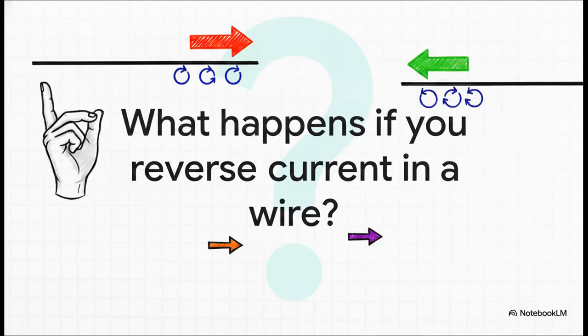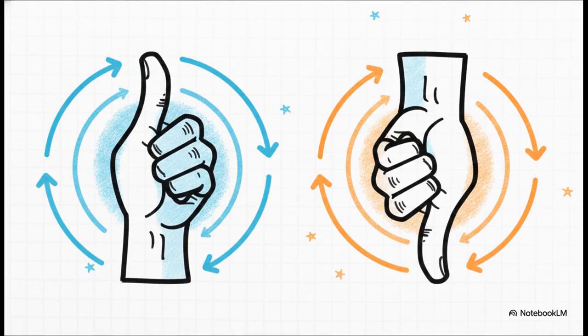So, let's pause our pacing for a quick check just to see if you're visualizing this correctly. Imagine you have that straight wire, but now you completely reverse the flow of the electric current. What happens to the direction of the magnetic field? Think about what your right hand has to do for a second. Do you have your answer?